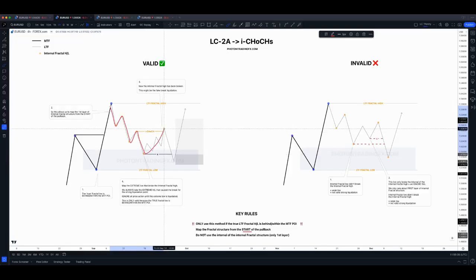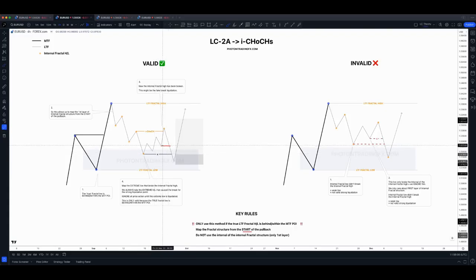Now this is the third bit that a lot of people are getting wrong. Once we get that internal structure and we get that fake break, right? This potential fake break, where do we put our strong liquidation point? It is not here, okay, because this is the internal fractal low at this point, right? Because that's the nearest low that took out the high, okay? But that is not what we care about for the actual strong liquidation point.